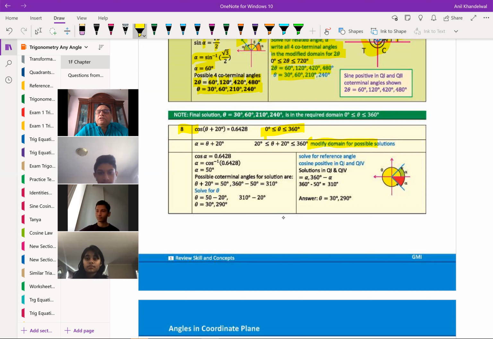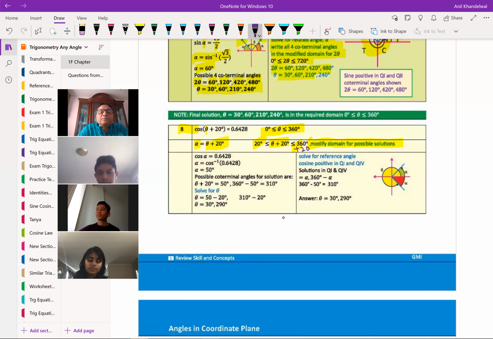First step is to modify the domain for possible solutions. Now the domain is for theta plus 20 degrees, right? We'll actually change alpha to theta plus 20 degrees, but let's work on the domain of theta plus 20. We'll add 20 to each term, right? That is how you solve inequalities. So we get theta plus 20 degrees should be between 20 degrees and 360 plus 20, which means 380 degrees, correct? That is our new domain.